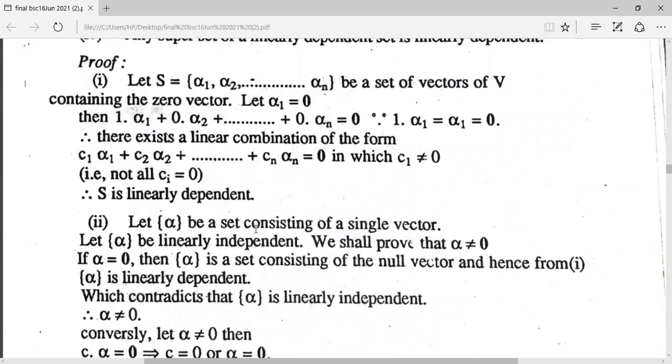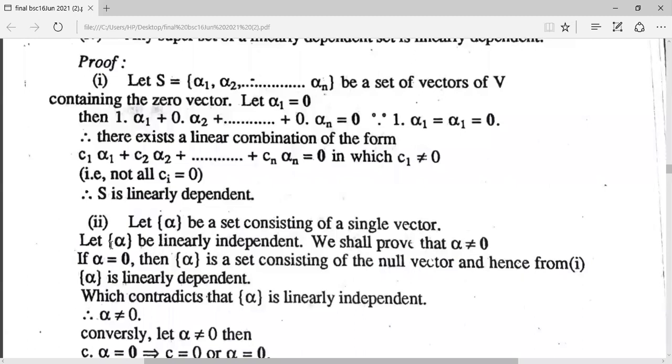Let the set consisting of a single vector alpha be given. What do I have to prove here? Let alpha be linearly independent. That I have taken as data, or it is given. That is, the set containing alpha is linearly independent. According to the result we cited above, what we have to prove is alpha not equal to 0.